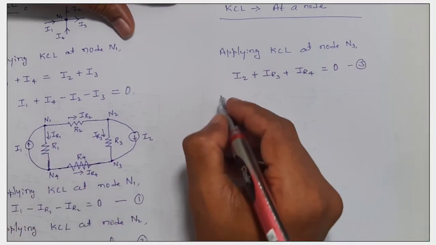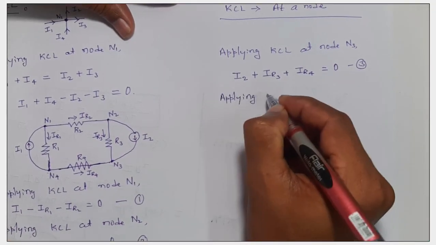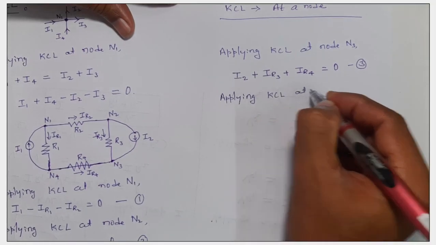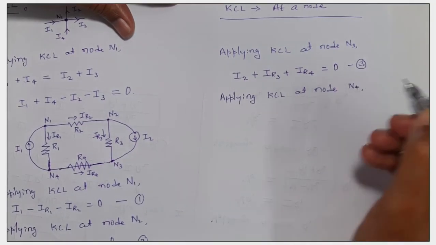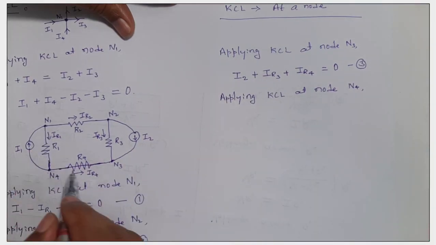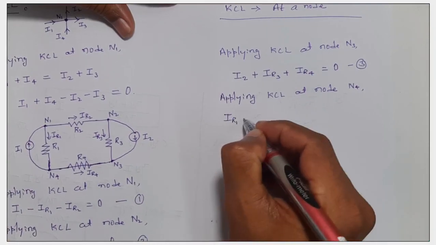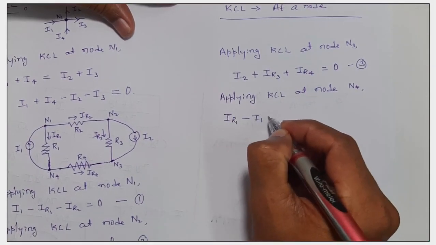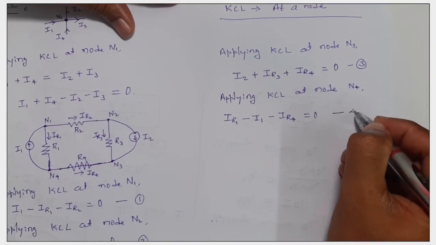And lastly, applying KCL at node N4, what do we get? One current is incoming and two currents are outgoing. Only IR1 is incoming: IR1 minus I1 minus IR4 is equal to 0. Call this equation 4.